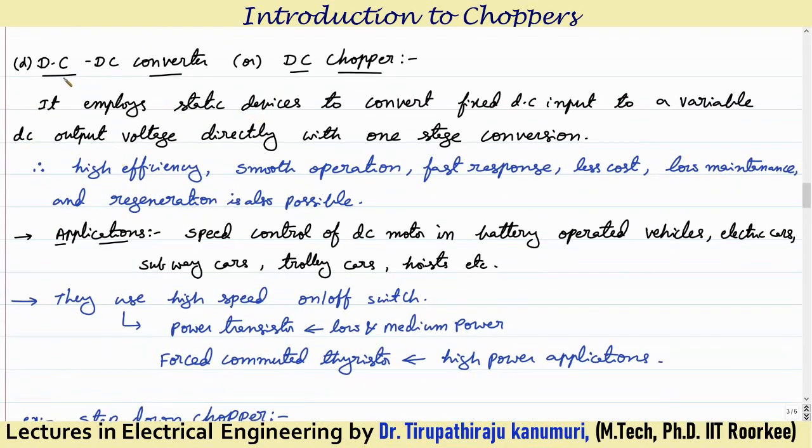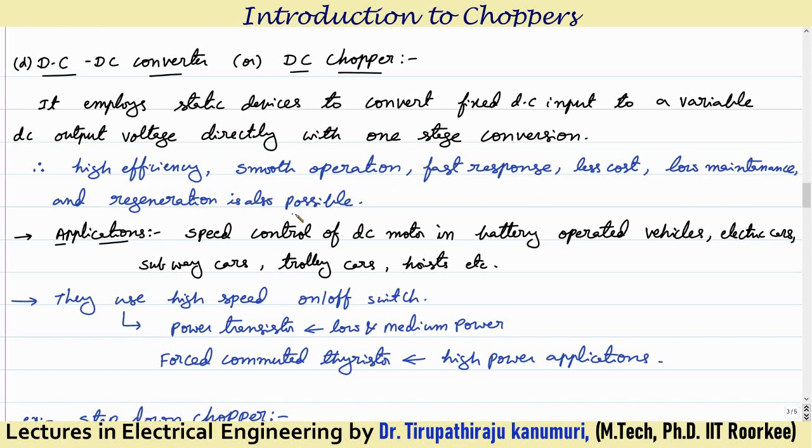We can go directly for a DC-DC converter, which is also called a DC chopper. So this basically employs static devices to convert this fixed input voltage to a variable DC output voltage only with one stage conversion. It uses simple static devices whose efficiency is very high. As a result, it will have very high efficiency, smooth operation is possible, and very fast response is possible, and cost is less and the maintenance is also less.